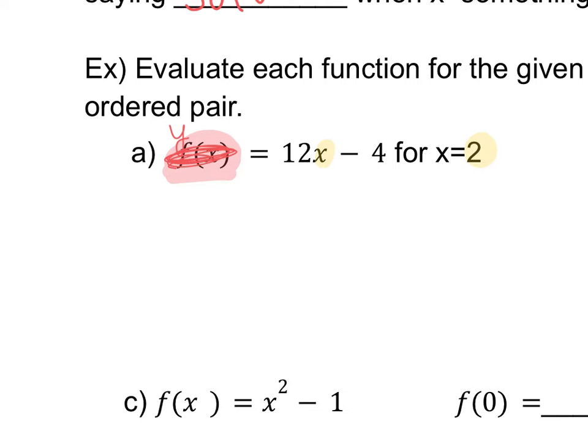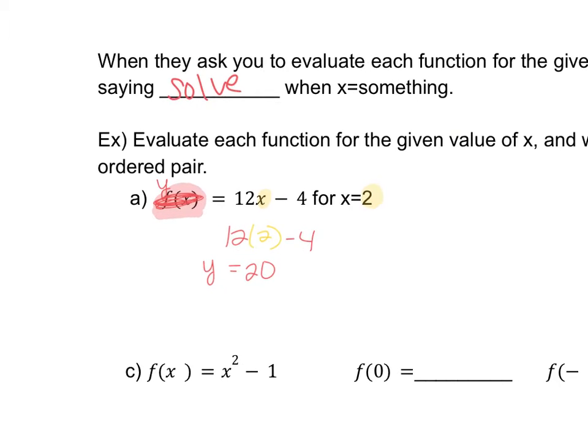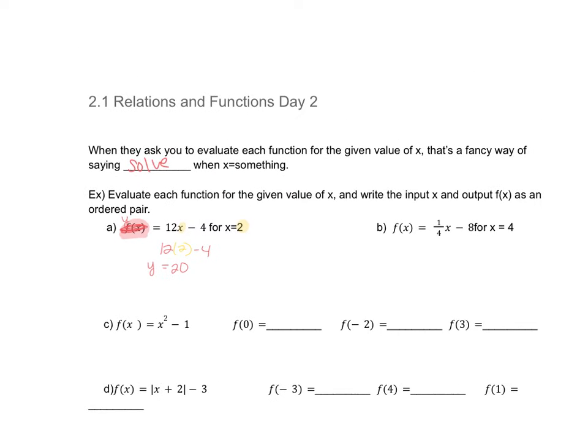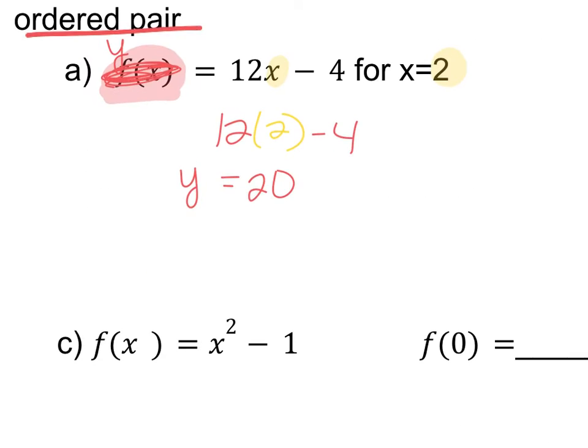Okay, anyway, I need to plug in that 2, so this would be 12 times 2 minus 4. If you want, you could put it in your calculator, or you could just do it. 12 times 2 is 24, minus 4 is 20. So your y equals 20. You did all the hard part, so now they just want you to write the input and the output as an ordered pair.